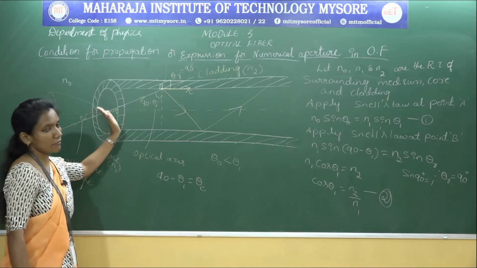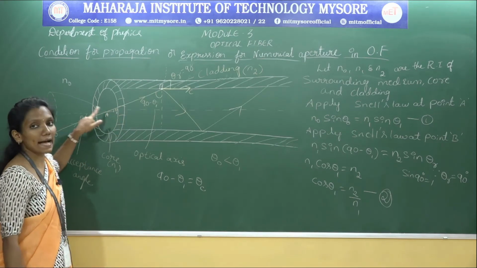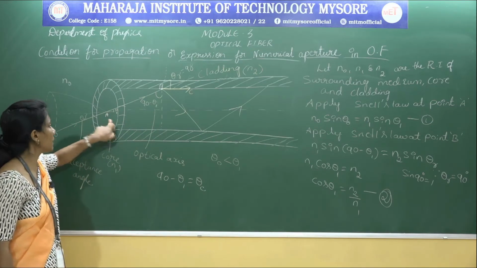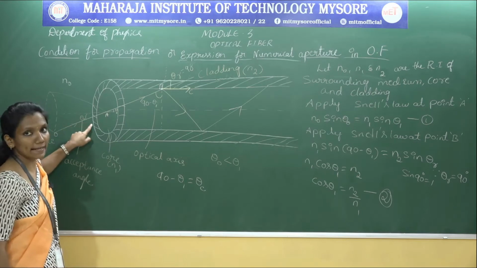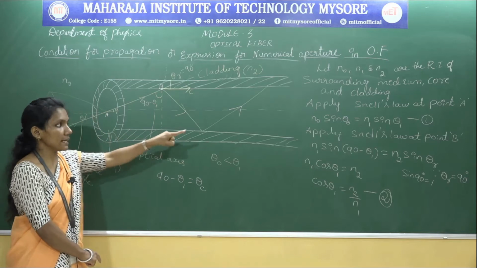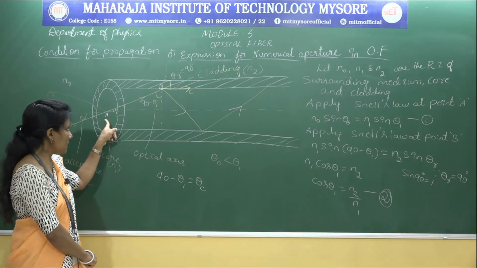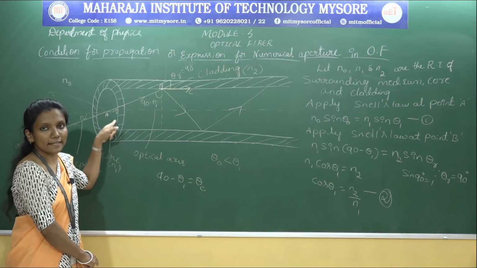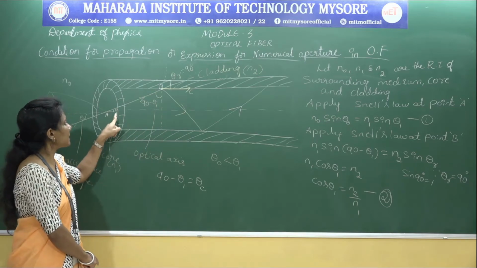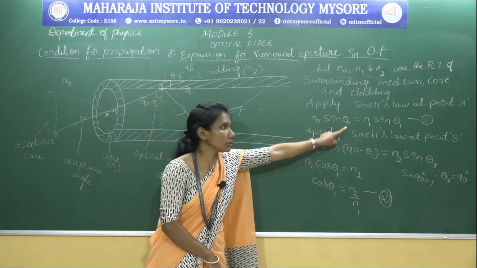We have to observe from which medium the ray of light is entering, and what angle it is forming. Initially it enters from the surrounding medium, making an angle theta naught with the optical axis. So n naught sin theta naught is equal to, where the ray of light is entering into the core, refractive index n1, making an angle theta 1. So n naught sin theta naught is equal to n1 sin theta 1.